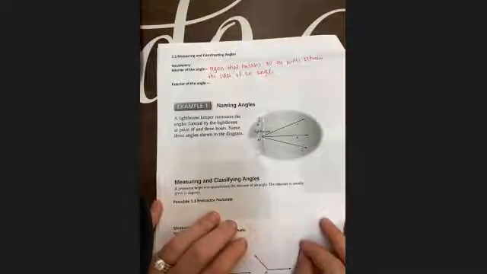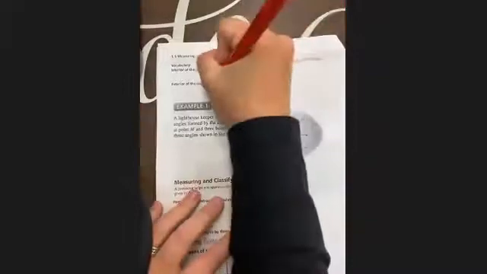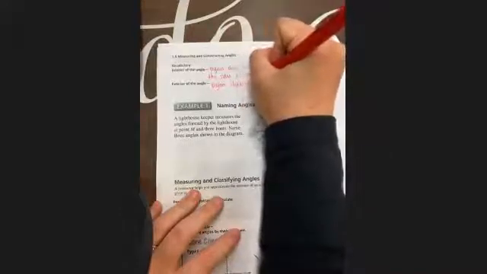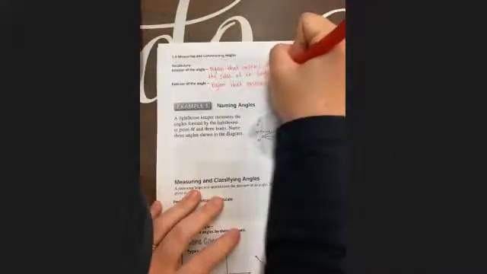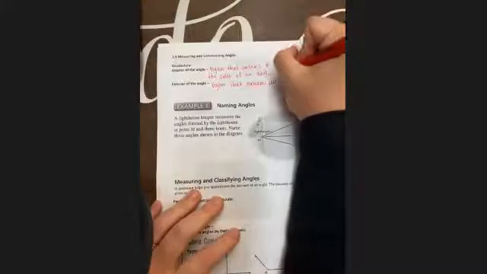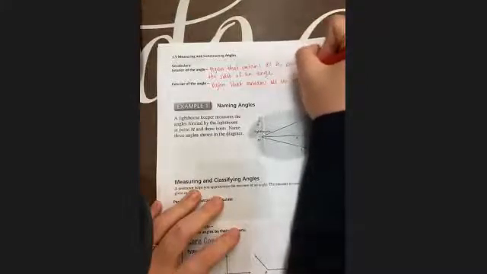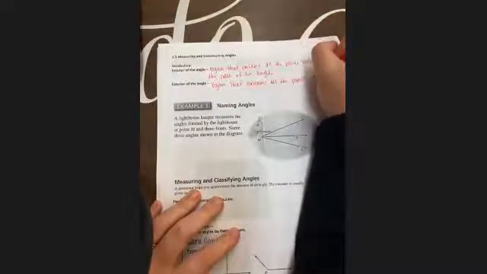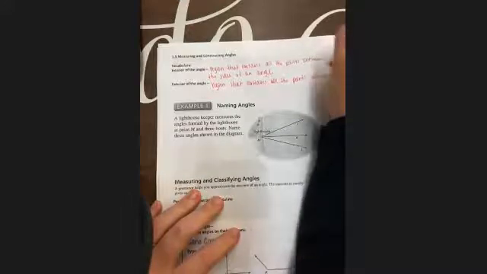Okay, the exterior of the angle then is the region that contains all the points outside of the angle.